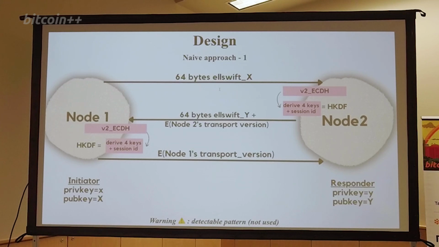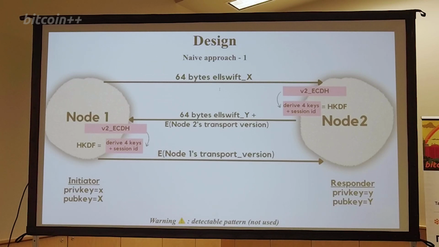So node 1 sends its public key to node 2, and node 2 sends its public key, that's L swift, to node 1. And now both of them have each other's public keys. They can do ECDH. Then they can derive keys in order to encrypt and decrypt the messages. You also send a transport version so that there's a future upgradability path. And node 1 also sends its transport version to node 2. So that's a very naive design, but we don't do it.